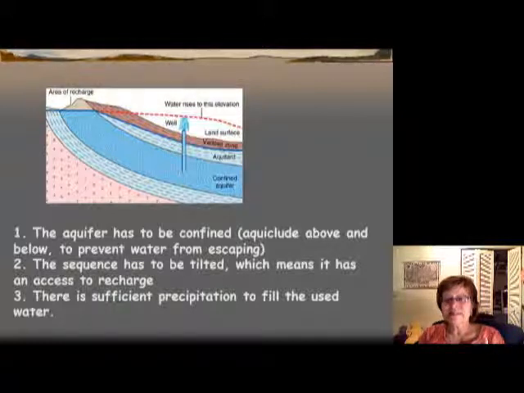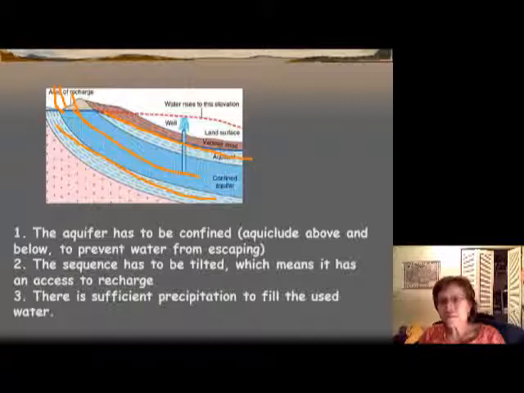So what we need is an aquifer. It has to be a pretty good aquifer. It needs to be confined, which makes it a closed system by an aquiclude, and it has to be tilted, have I told you, and it has to be a humid climate because you've got to have recharge all the time.